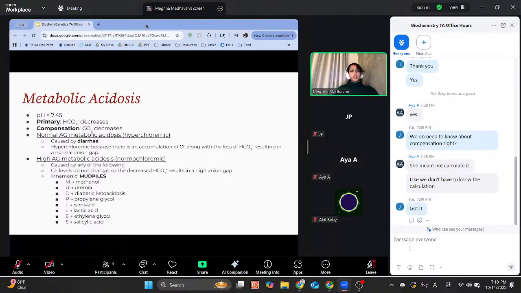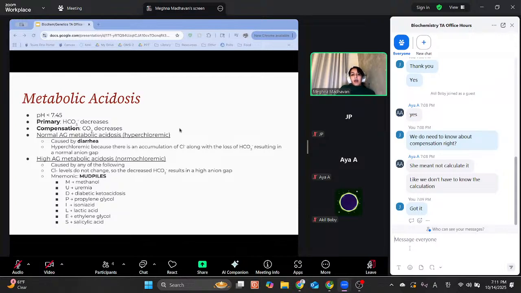At the top, these are reviewable things for your pH, your primary, etc. But the real thing you need to know for metabolic acidosis is whether it's a normal anion gap metabolic acidosis or a high anion gap metabolic acidosis. These are the only 2 examples they really gave in class. Diarrhea causes normal anion gap metabolic acidosis, and it causes your blood chloride to be excessively high because you're accumulating chloride along with the loss of bicarb, which results in a normal anion gap. So you've evened out your anions, so your math should all be equal.